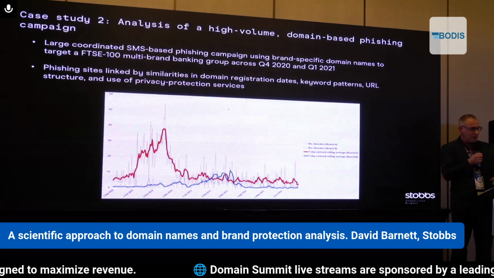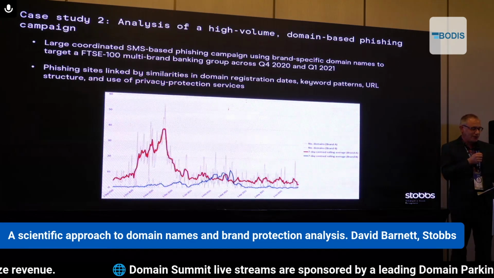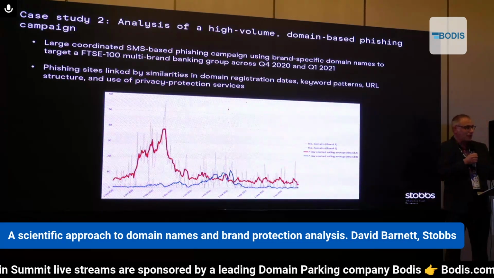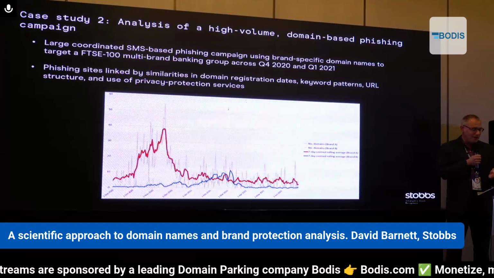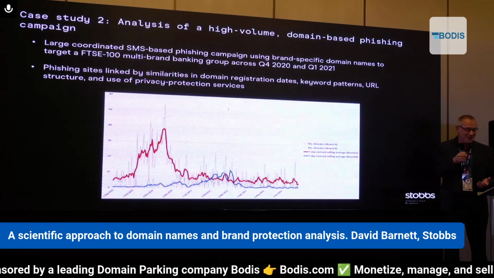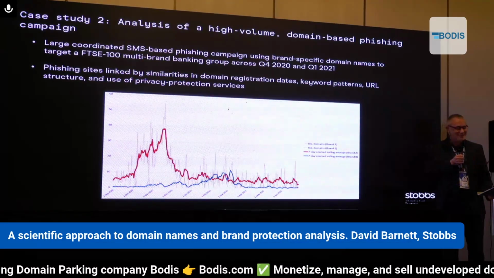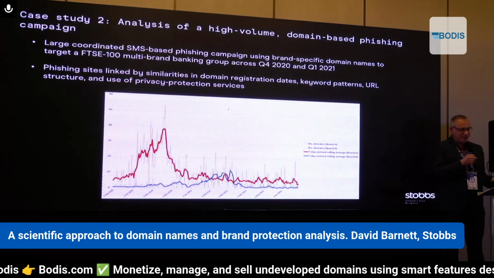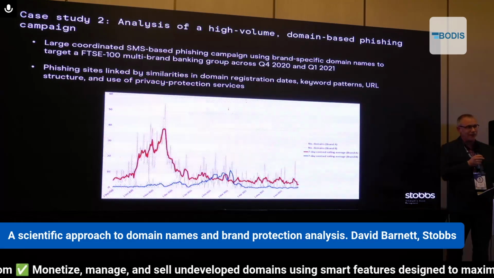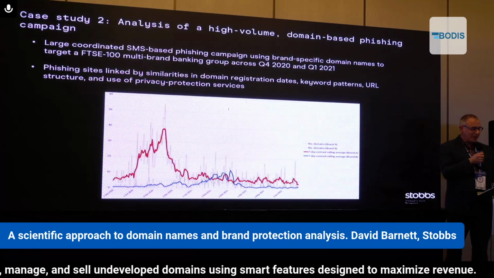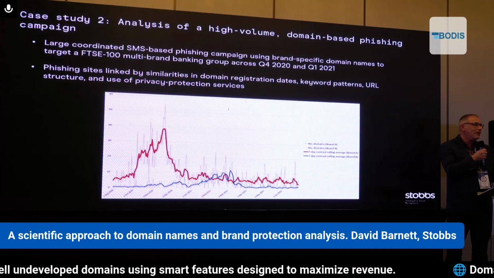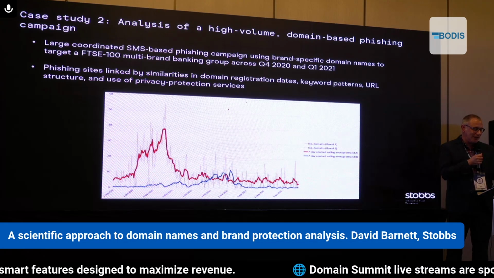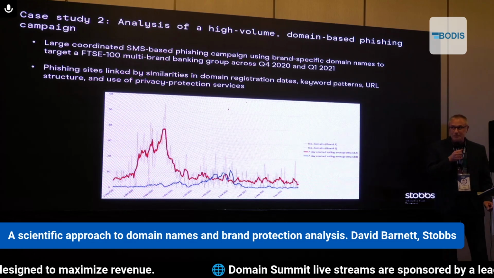What happened here is we saw a large coordinated phishing campaign, in this case sent out through SMS messaging, and they were using brand-specific domain names to target a FTSE 100 banking group, so one of our not quite so legitimate uses of SMS messaging across that period. We were able to establish that it was all part of a single attack by the fact that the domain names being used had a number of similarities between them. This is an illustration of the clustering idea I was talking about. They had similarities in things like registration dates, keyword patterns, URL structure, and so on.